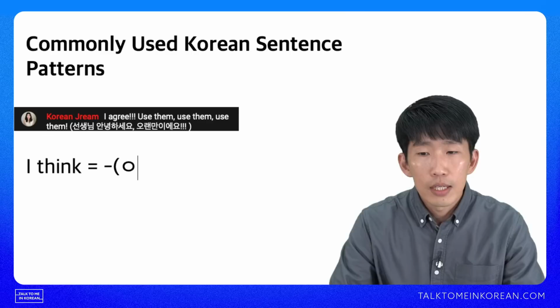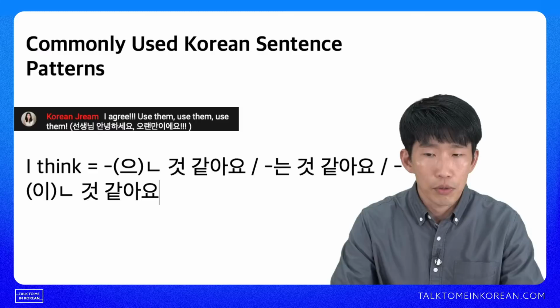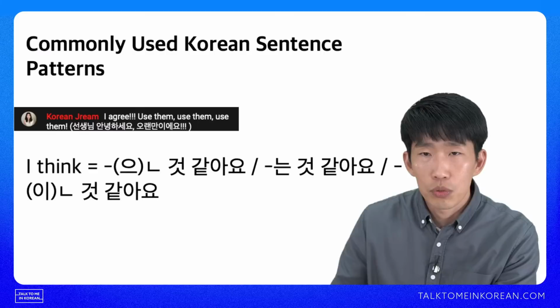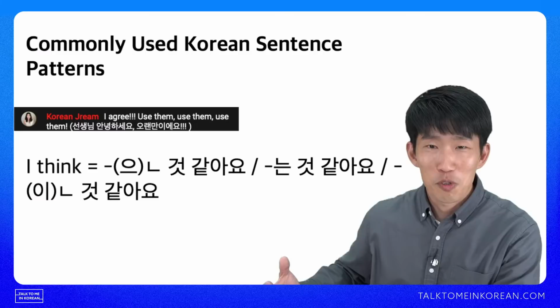은 것 같아요 or 는 것 같아요, or if it's a verb, you say 인 것 같아요, etc. So this is a grammar point, right? And then if you want to use it as soon as possible, as quickly as possible, the best way to do that is to make your own sample sentences, because you can't wait until you randomly meet somebody who you can speak to in Korean, right?